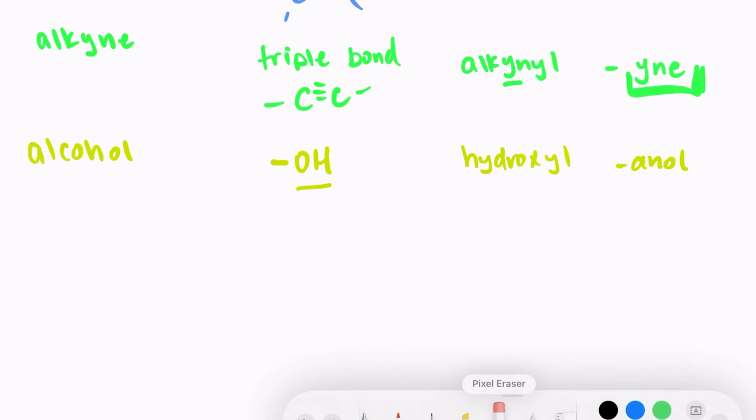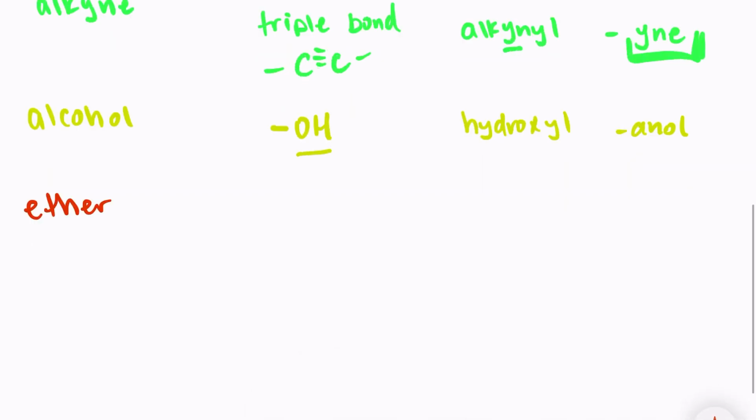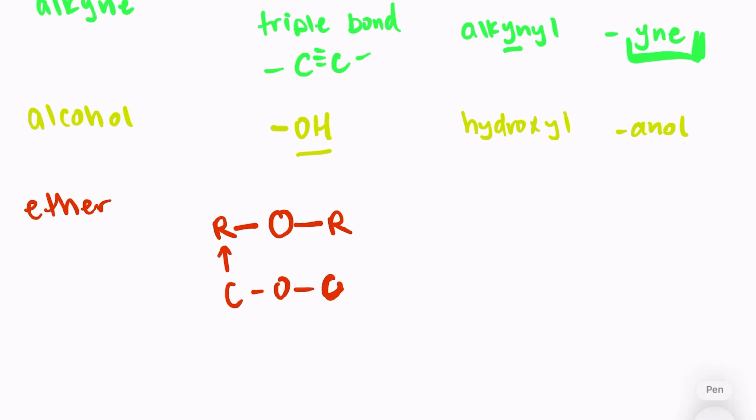Next on our list, we have ethers. Ether has an oxygen in between two different groups. We denote groups using the letter R. That's just common convention in organic chemistry. So these could be carbons, or they could be any other group really. R is just an arbitrary letter that we use for different groups in organic chemistry. The functional group name is actually also ether, which is nice.